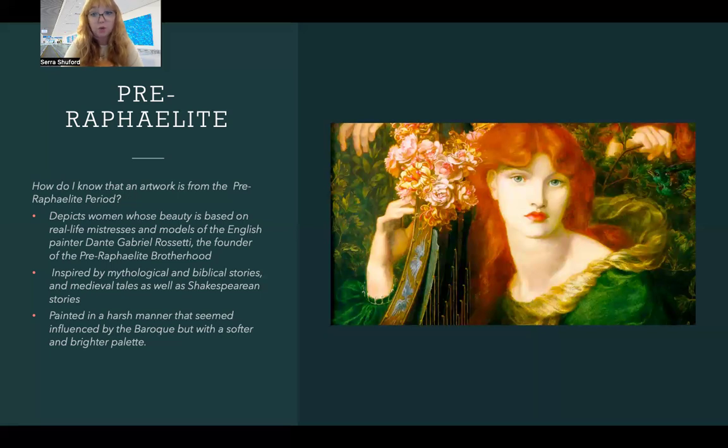There's always lots of florals and greenery, almost like the Rococo in a way. And I said down here it's painted in a harsh manner that seemed influenced by the Baroque, but with a softer, brighter palette. I could have summarized that easier by just saying that it is very similar to the Rococo, where there's lots of flowers, lots of greenery, very intense lighting. But it's very beautiful. It's amplifying the beauty in these women.